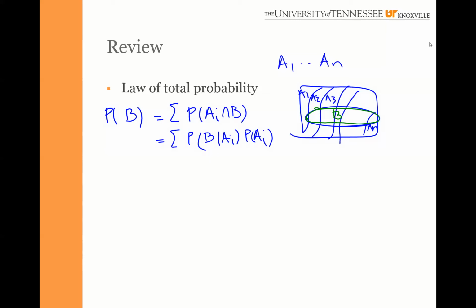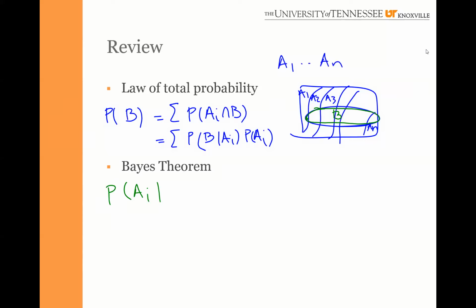Okay. And then we went on to learn, or relearn, Bayes' theorem. What was Bayes' theorem? Let's say I have all of these P of B given Ai, but now I'm interested in the flipped version, right? I'm interested in P of, write this.